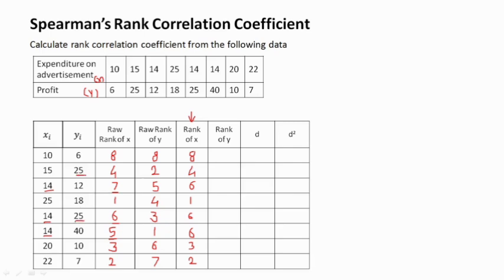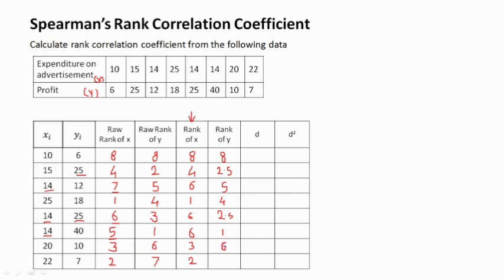So 25 is repeated. The rank of the 25 is 3 plus 2, so 5 divided by 2, as it is repeated 2 times. So 5 divided by 2, we will get 2.5. Its rank will be 2.5. Here we write 2.5 first. The ranks of the other values will remain the same. There will not be any change in the non-repeated values. So we write them as they are.